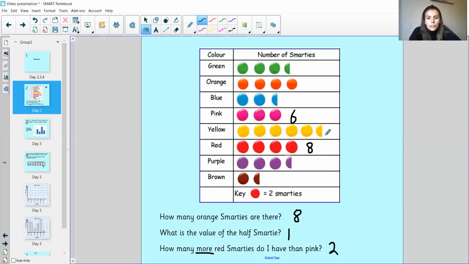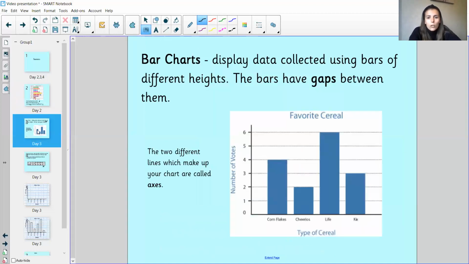Now I'd like you to look at the questions for today and have a go at them, remembering all of what I've said here, and it's really important that you look at the key. And now I'm going to move on to Wednesday's learning, which is on bar charts.